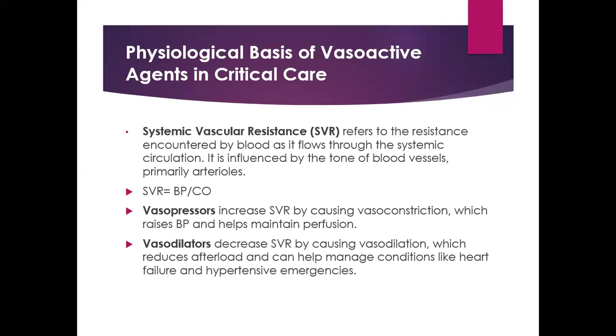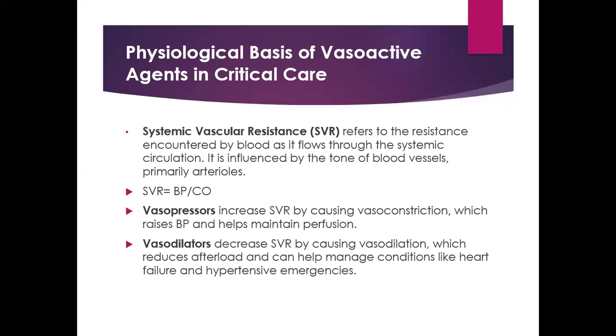Now, our vasoactive agents that affect the vasomotor tones, thereby determining systemic vascular resistance, include vasopressors, and they do this by causing vasoconstriction and help to maintain or increase systemic vascular resistance, and by so doing, increase our blood pressure.